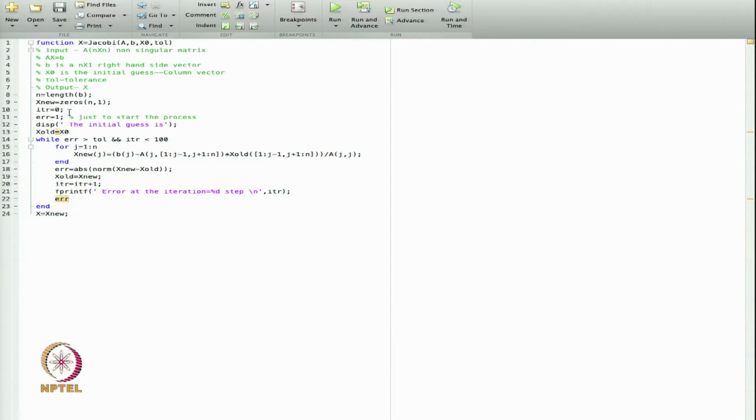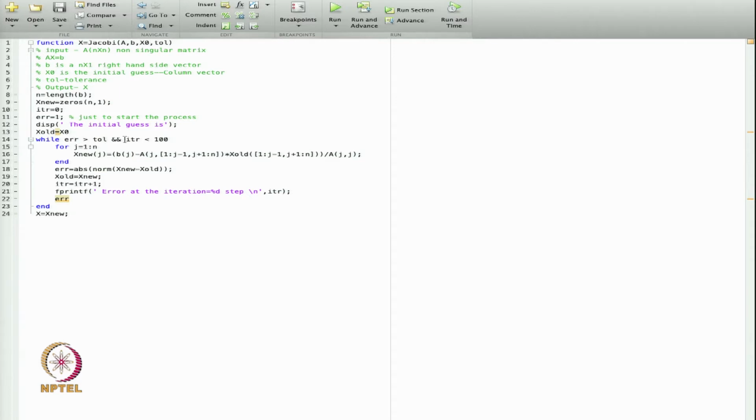Now I start with the iteration. The iteration count is 0, and just to start this process I take the error equal to 1, because later I will tell you why I am writing this. Now I display that the initial guess is x naught, and I put this value in the x old vector. Now I do the iterative process. So this is my while loop. In the while loop I say that if the error is greater than the tolerance and the iteration is less than 100. So I am keeping the maximum iteration here, that is 100.